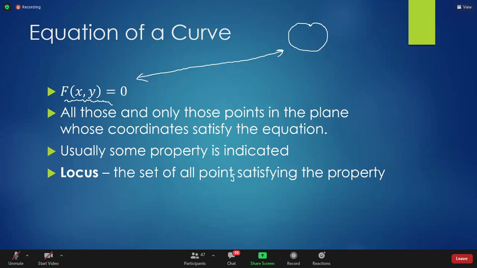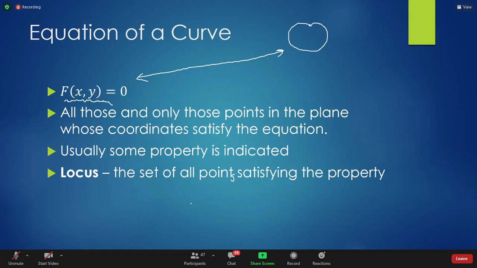So the locus simply means the set of all points that satisfy the property. The locus of all points equidistant from a certain point will be a circle. So we will use this term, locus as in location, but in the sense of a very accurate mathematical description of that location. The locus of all points means we know a certain property, and we mean the geometrical situation of all these points satisfying that property.